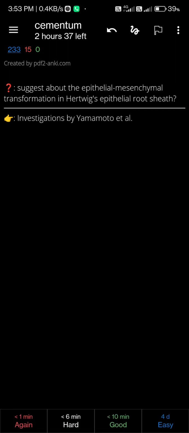What do the investigations by Yamamoto et al. suggest about the epithelial mesenchymal transformation in Hertwig's epithelial root sheath? Investigations by Yamamoto et al. suggest the epithelial mesenchymal transformation in Hertwig's epithelial root sheath.